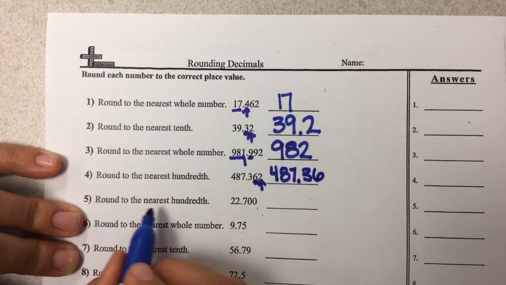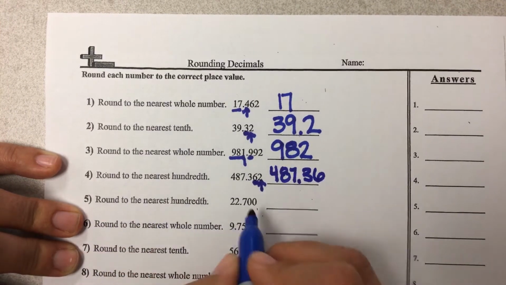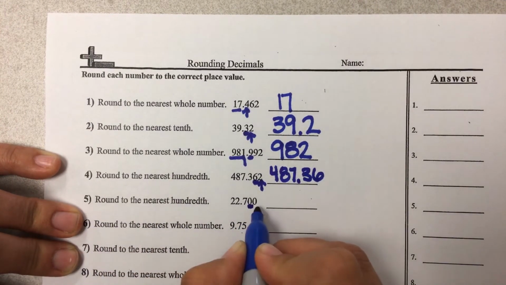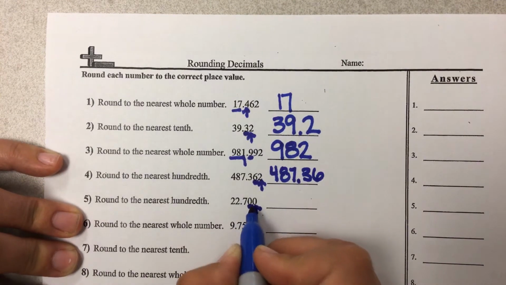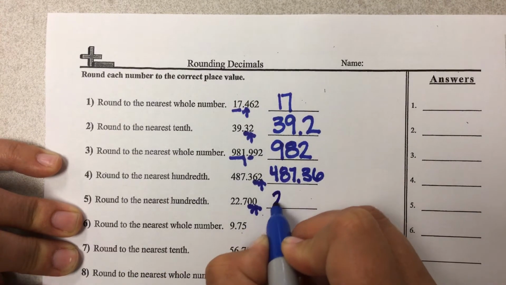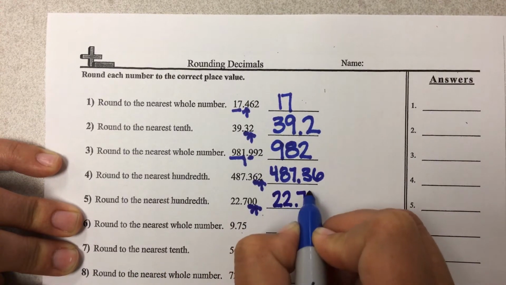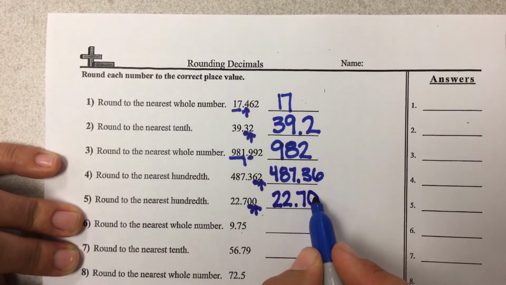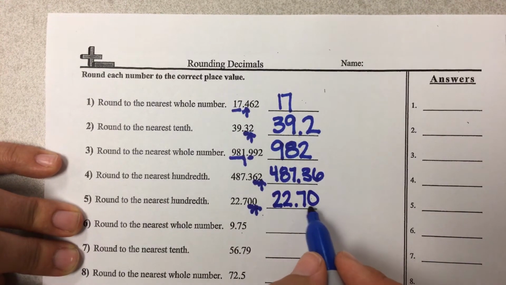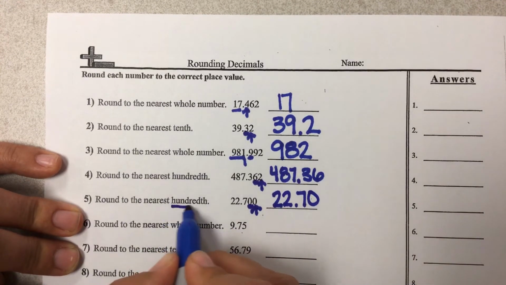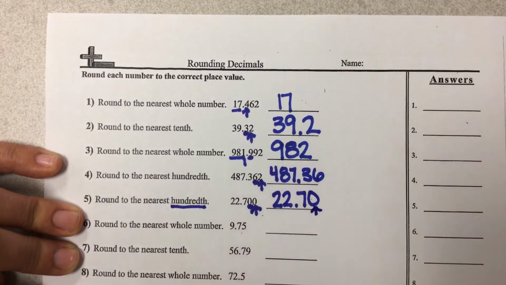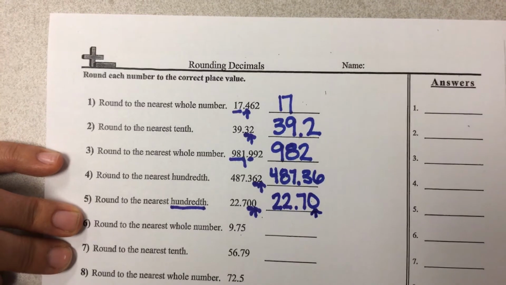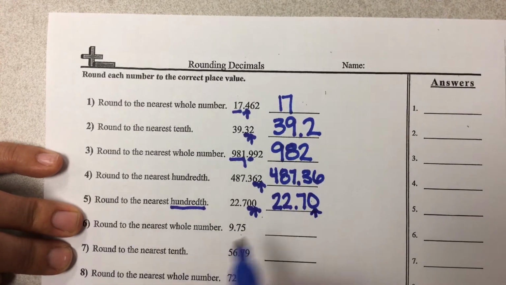Number 5, round to the nearest hundredth. So this 0 is in that hundredths column. I'm going to look to the right of that number. It's a 0 again. So that's going to tell me it's going to round down or stay the same. So this number rounded is going to be 22 and 70 hundredths. Now, if I took the 0 out, the number would stay the same. But because they wanted you to round to the hundredth, I do want to see that number in that hundredths column.